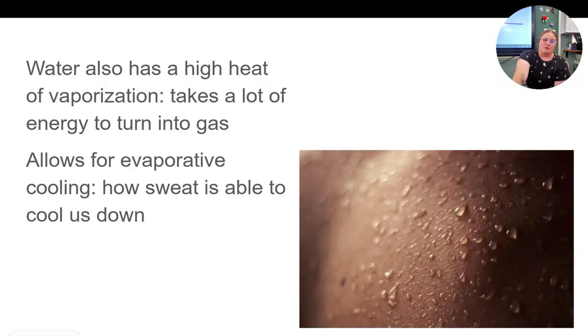So another thing we're going to talk about with water is the high heat of vaporization. Okay, so it takes a lot of energy to turn water into gas. So again, water, H2O, starts out, we are normally talking about a liquid, right? And it takes heating up water to 100 degrees Celsius to get it to turn into gas. Okay, so let's talk about when we sweat. Let's talk about evaporative cooling.